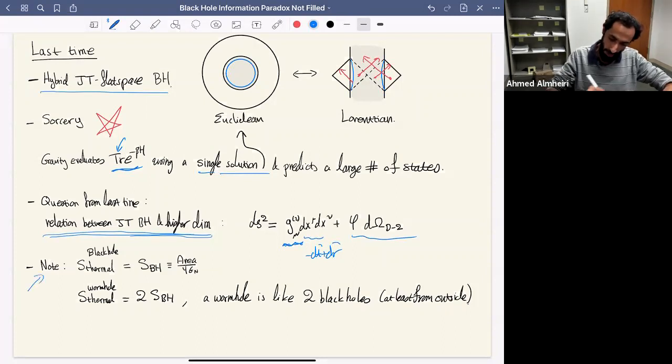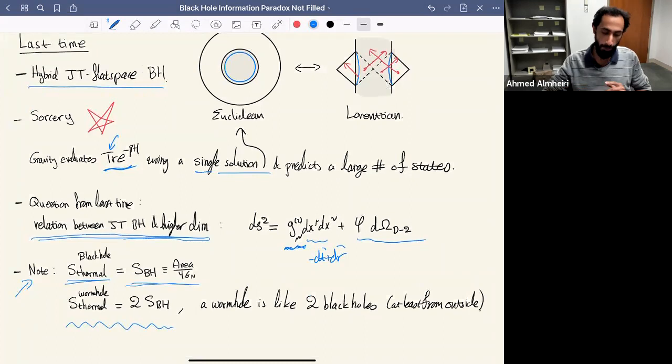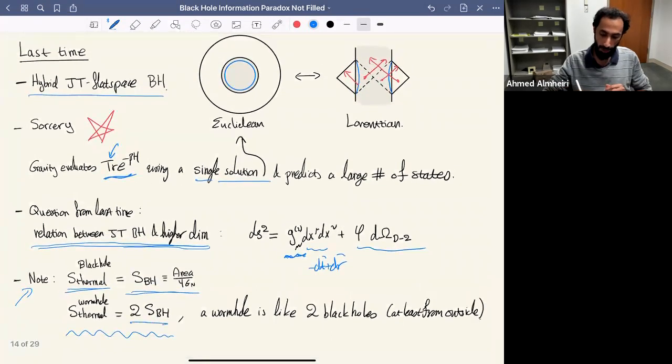Something else I wanted to note is that we discussed the thermal entropy of a black hole, which was the thing that we obtained from this sorcery business. Using the Gibbons-Hawking procedure, we got that the thermal entropy is given by the Bekenstein-Hawking entropy, which is the area of the horizon divided by 4G Newton. The comment I wanted to make was that we're talking about a wormhole. So at some point I'm going to make mention of the thermal entropy of the wormhole. For the wormhole, one expects the thermal entropy to be double the thermal entropy of a black hole, because a wormhole is like two black holes, at least as seen from the outside. It looks like it has two separate event horizons. And so the right notion for the thermal entropy of a wormhole is twice the Bekenstein-Hawking entropy.